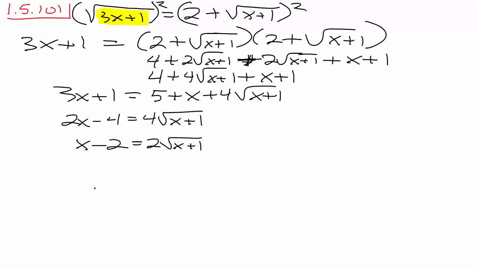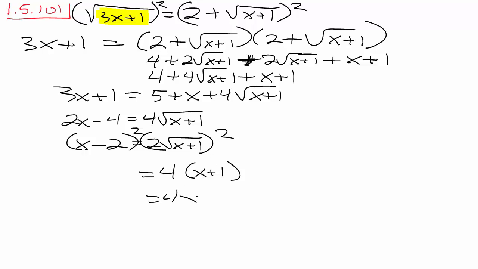Because our goal is to just always make it simpler. Okay, now all that's left to do is square it again. Square both sides. Well, on the right-hand side, it's pretty easy. We get 4 times x plus 1. Why is it 4? Because you got to square the whole darn thing. So 2 of these times 2 of these, you get 4 of these squared. And when you square them, the square root goes away. So you end up getting 4x plus 4.